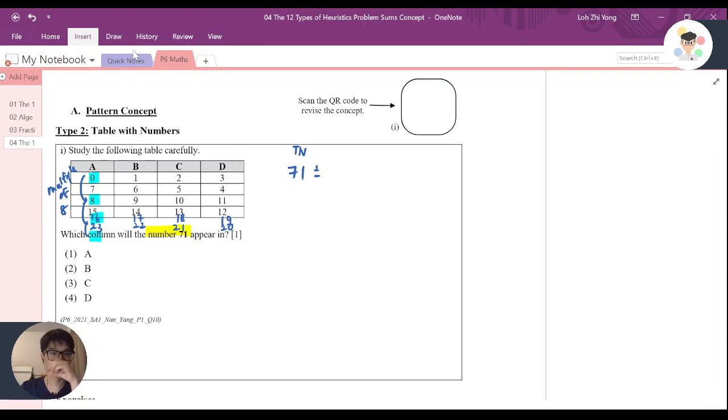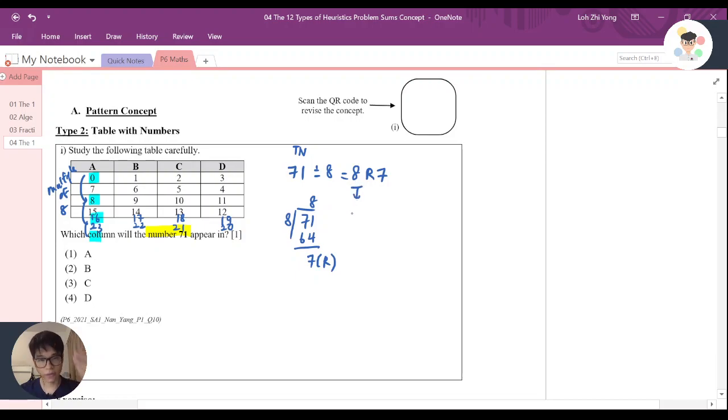What I will do is use 71, which is my target number, to divide by 8, then find out what it is equal to. So 71 divided by 8. I know that 8 times 8 is 64, so the remaining number will be 7. So it will be 8 remainder 7. Basically, it means that there are 8 sets of multiples of 8, then 7 extra.